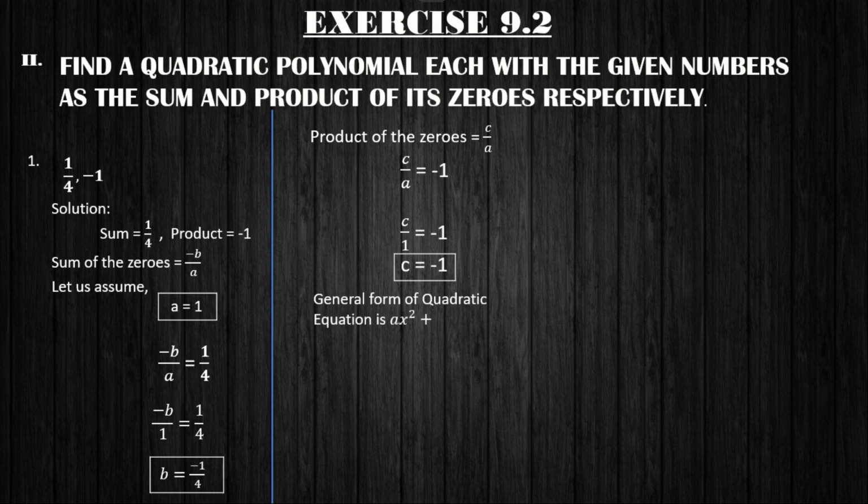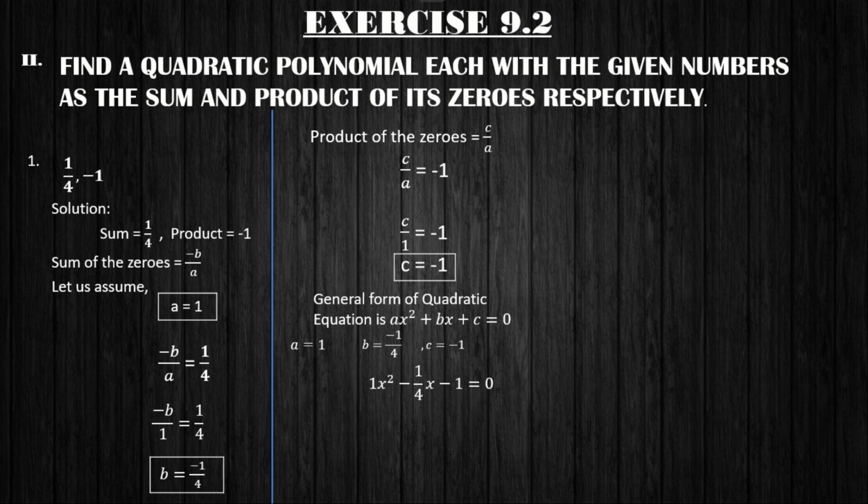Now we need to apply the general formula of a quadratic equation. The general formula is ax square plus bx plus c is equal to 0. In the place of A, B and C, we need to substitute the values which we obtained. Therefore, A is equal to 1, B is equal to -1 by 4 and C is equal to -1. The equation will become 1x square minus 1 by 4x minus 1 is equal to 0.